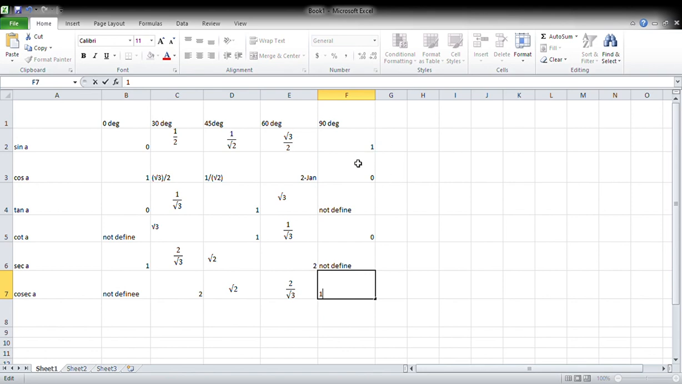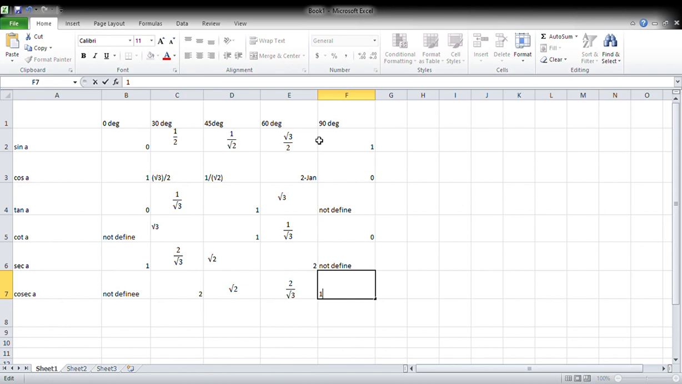Okay, now the question is how to remember cos. Just make it the opposite of this entire line, the sine values. Cos 0 is equal to sine 90, so this value will come to cos 0.